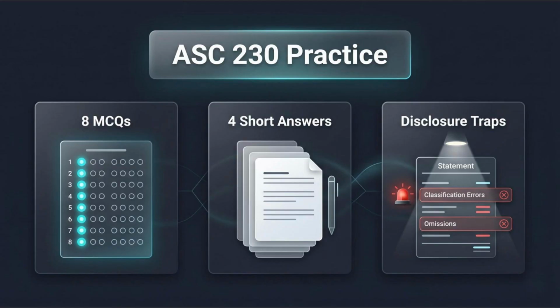The goal is not just to choose an option. The goal is to explain why the option is correct. In accounting exams and professional reviews, a lucky guess may pass one question, but reasoning passes the topic. So today, think like a preparer, an examiner, and a reviewer at the same time.